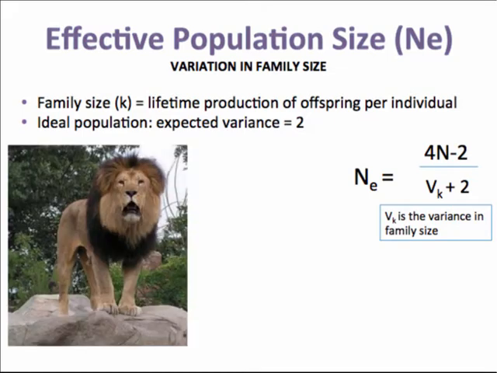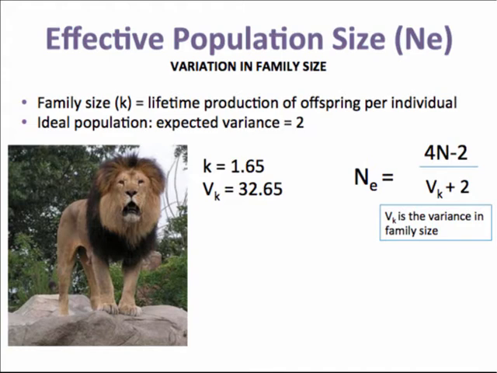This is the Asiatic lion. In captivity, they have an average family size of 1.65, but a variance in family size of 32.65. Perhaps what's going on here is that when you have breeding programs, you have one male that's being mated with many females, and so that one male has many offspring, whereas some of the females never mate.